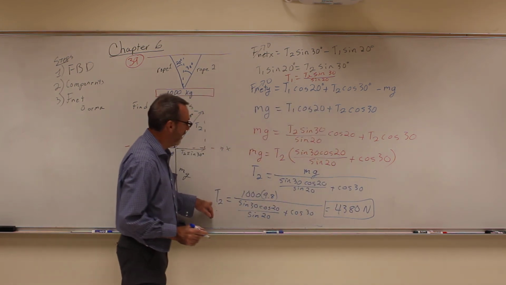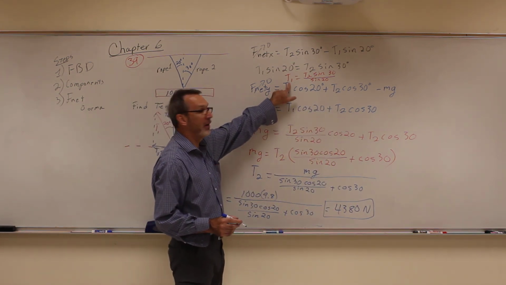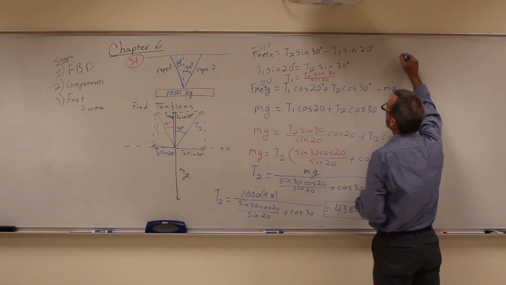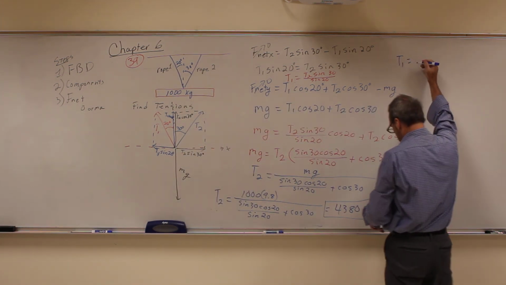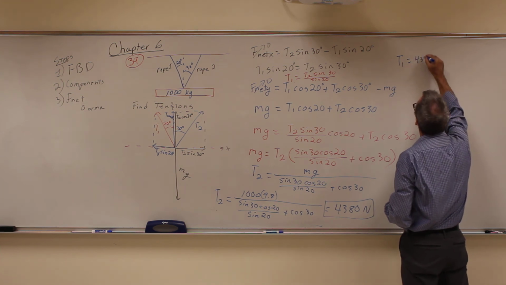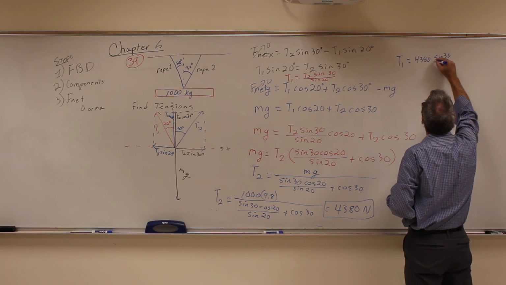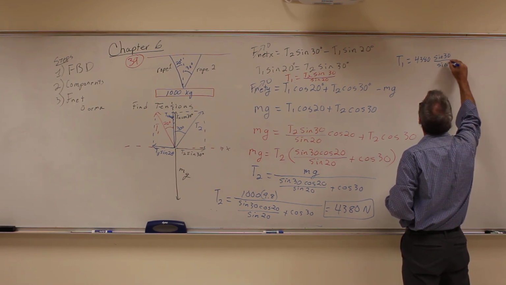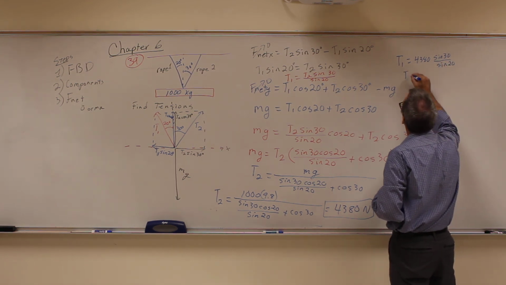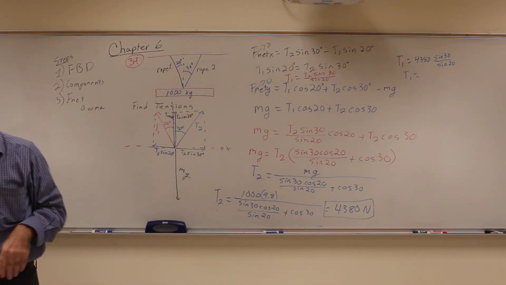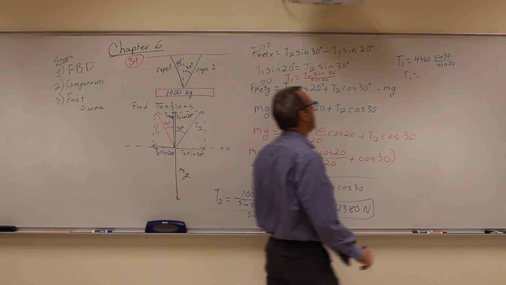And then for T1, I already have the equation for T1 in terms of T2, so I'm just going to plug that back in here and say, well then T1 is just equal to 4,380 times the sine of 30 over the sine of 20. And we get T1 is equal to 6,400 newtons.